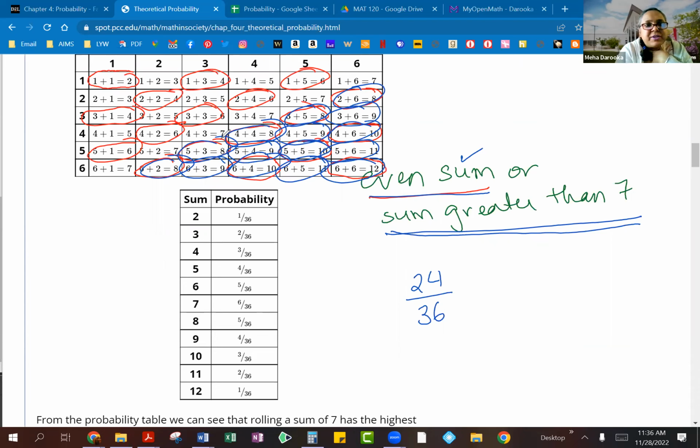So again, you can see how many total circles we have. That's adding up to 24. And then between 24 and 36, 12 will be a common factor. So 24 divided by 12 gives us 2. 36 divided by 12, of course, gives us 3. So this actually comes out to be 2/3.